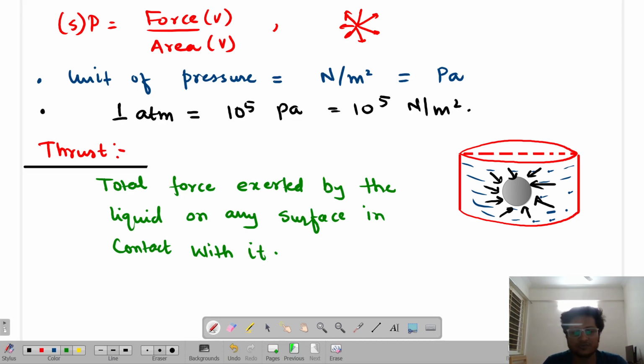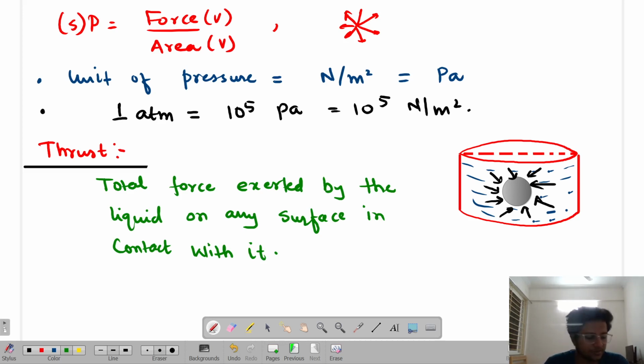But the point is, if we consider any kind of a surface in the liquid, this force will be present from all the directions. It does not have a particular direction. Are you able to get me or not? So that is why to make that force a scalar, we call it thrust. What we call it as?